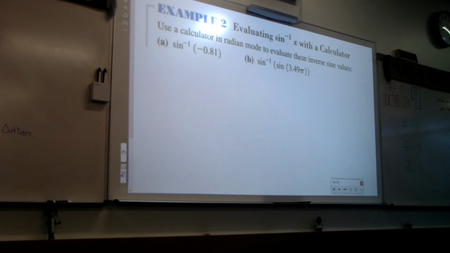Okay, what did you get for the first one? Oh, wait, I'm sorry. It says in radian mode. Are you guys in radian mode? How do you change your mode? You push the mode button, right? Change it to radians. Then do the inverse sine of negative 0.81. Shout out what you got. Okay, that's what I got.